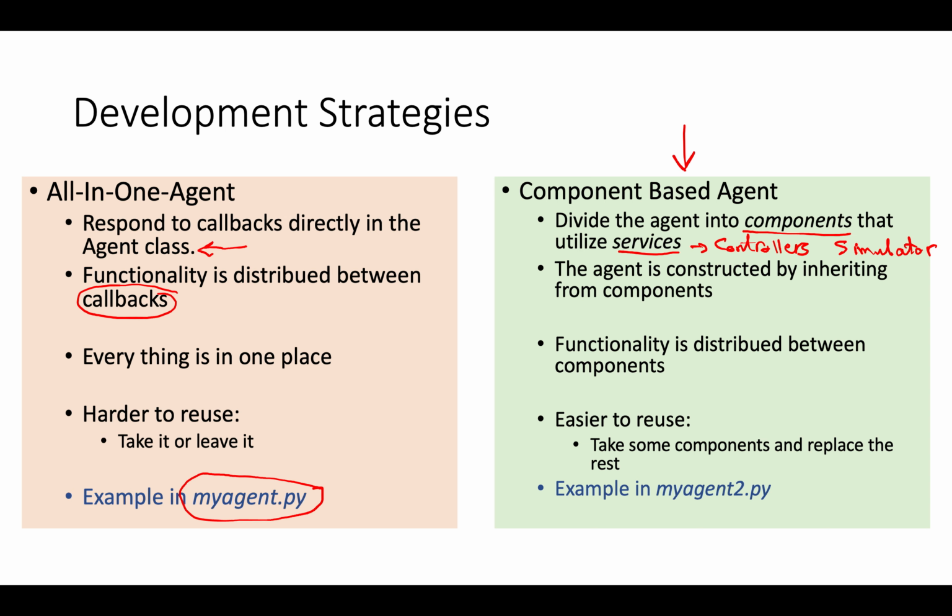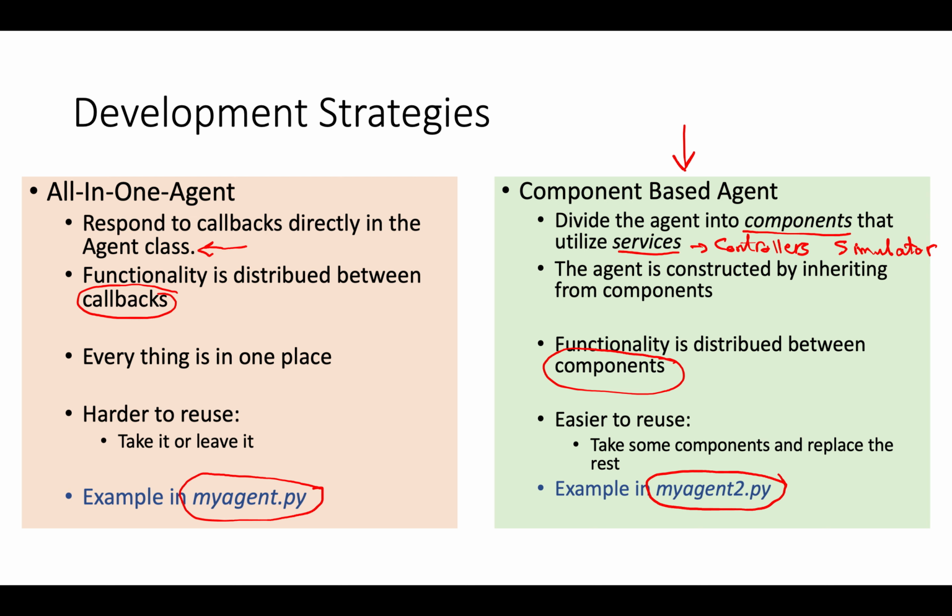So in this case, functionality is distributed not between callbacks, but between components. And these components are reusable. So that's why all of the built-in agents are developed using components. That allows us to mix and match these components to create new strategies. As an example of how to use that, you can look at the myagent2.py file, which you will find in the skeleton. I'll put a link to that in the description.